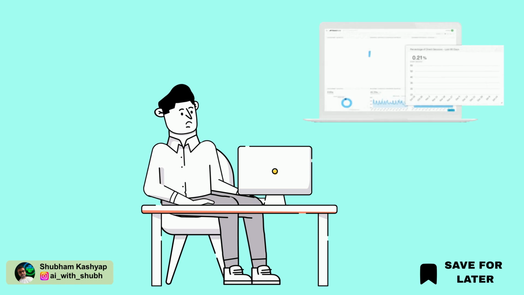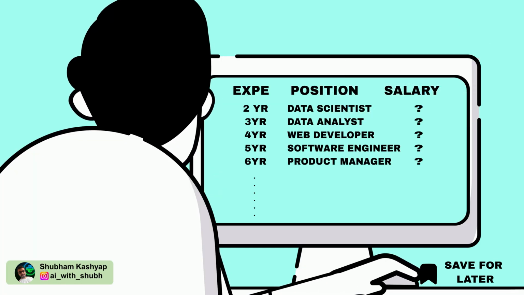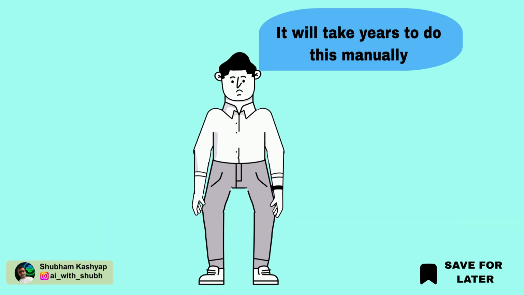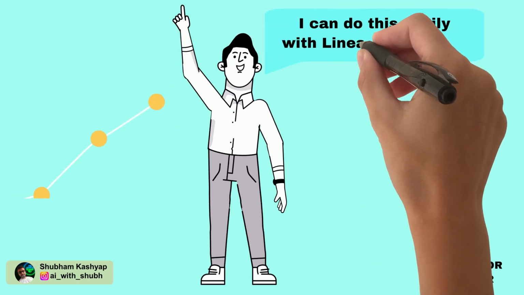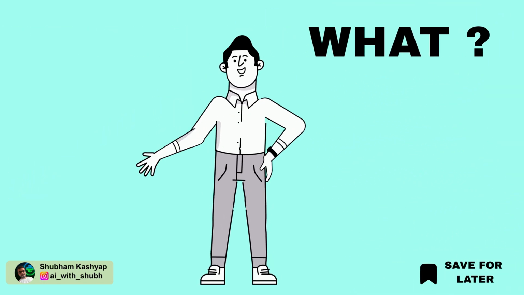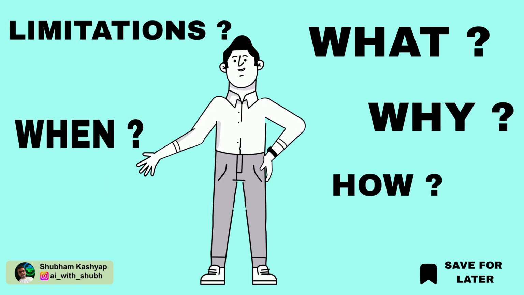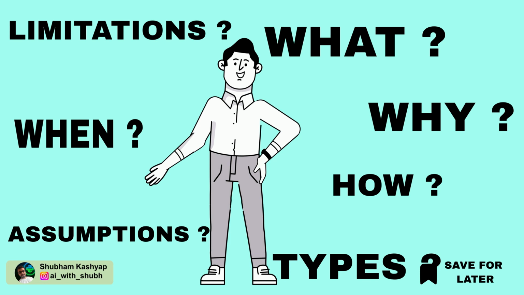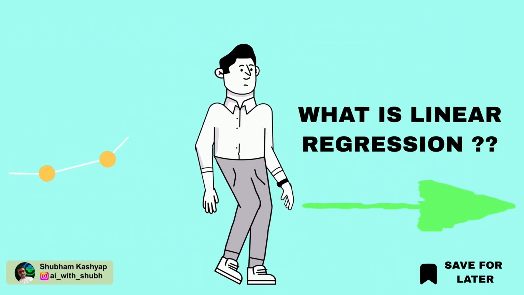Imagine you have data of 60,000 people, and you have to predict the salary according to their experience and position manually. It would be a very difficult task. So we will use linear regression to solve this problem. In this video I will tell you what, why, when, how, limitations, assumptions, and what are the types of linear regression. Let's start with what is linear regression.